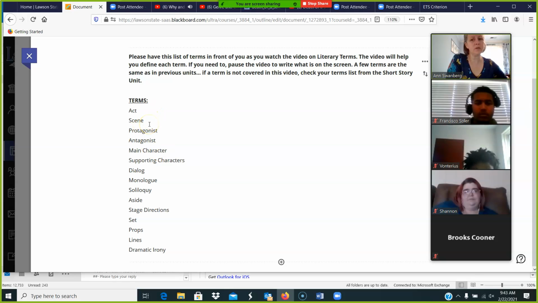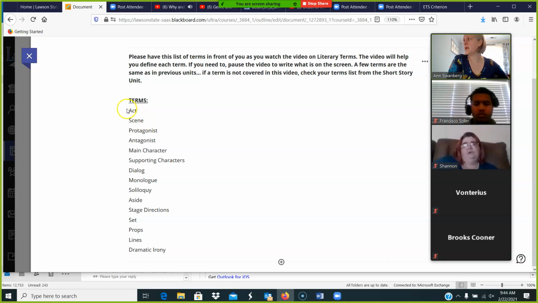Act and scene, which is how it's organized rather than by chapter or by verse, like with poems. With short stories or novels, it's by chapter. Here we are organized by act and scene, and those are units of action. The protagonist and antagonist are the person you're rooting for and the person who gets in the protagonist's way and makes things harder for them.